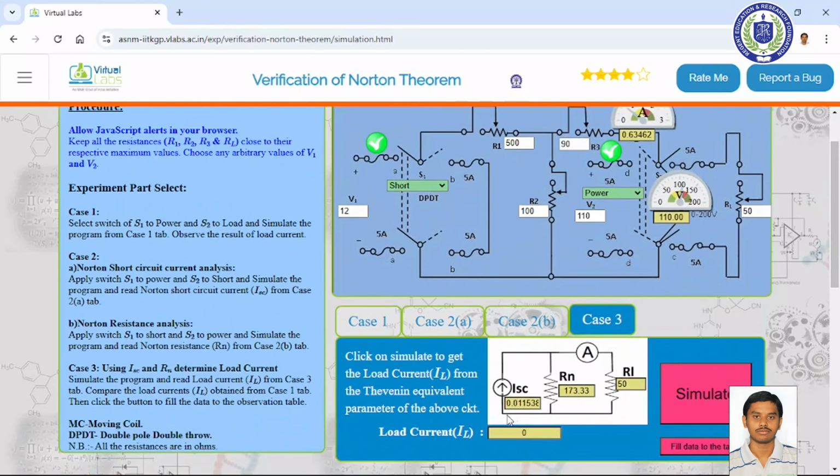And in case 3, we are getting the ISC or IN as 0.011538, and the RN value and RL 50. So IL is 0.00895 ampere. This was calculated mathematically previously, and next we verify this same circuit in the virtual lab.